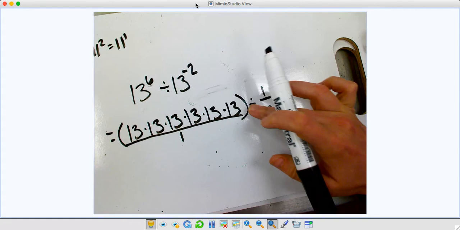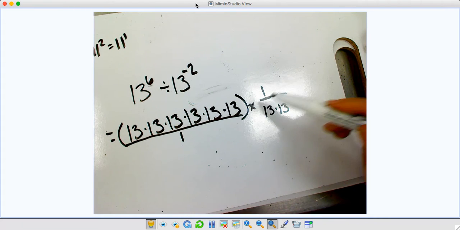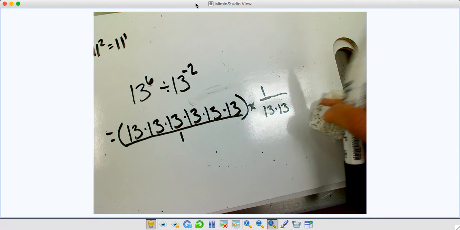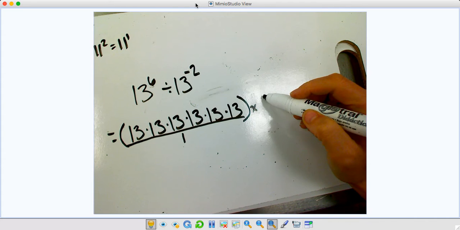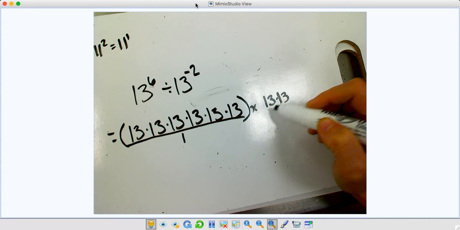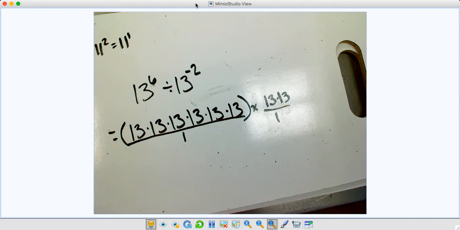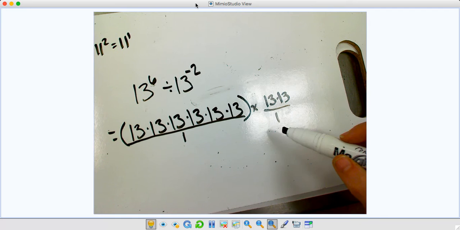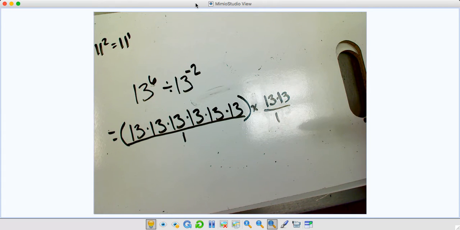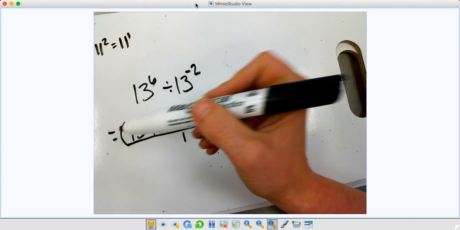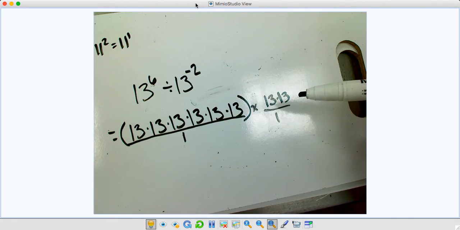I keep this, and change my sign to multiplication. And then when I flip, I find the reciprocal of 1 over 13 times 13. I get 13 times 13 over 1. Now, based on our product of powers law, we know that when we multiply together, we are just adding the exponents. So let's see if that works in expanded form.